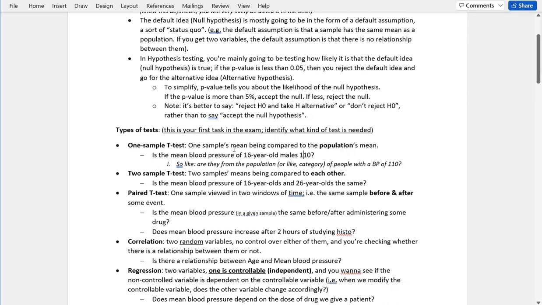So when comparing one sample's mean to the population's mean, like one sample to the population, you call it a one sample t-test, okay?